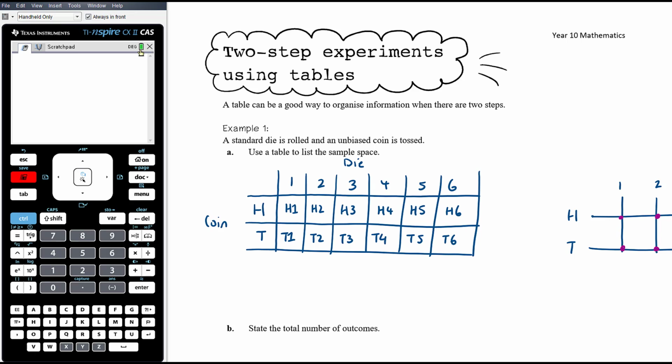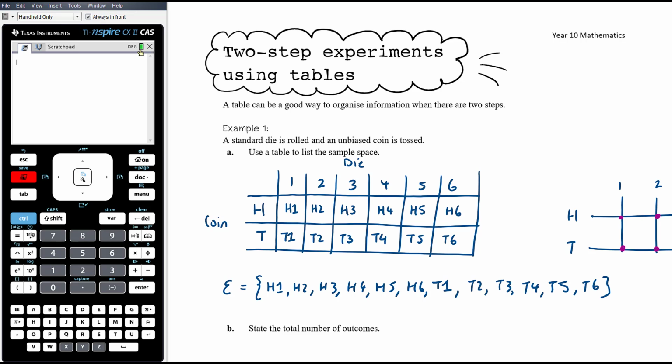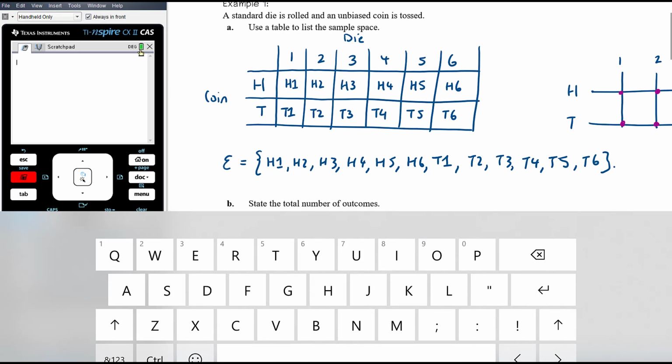Use a table to list the sample space. Okay, so that means our sample space is head 1, head 2, head 3, head 4, head 5, head 6, tail 1, tail 2, tail 3, tail 4, tail 5, tail 6. In reality, I'm perfectly happy with you leaving the sample space just listed in the table. Just be careful about what the question's actually asking you for.